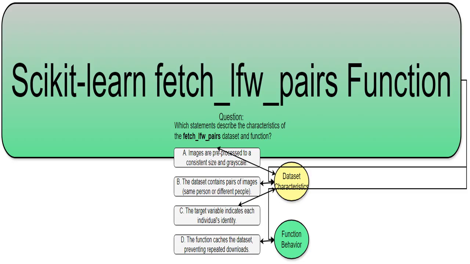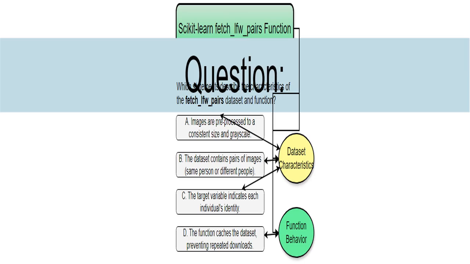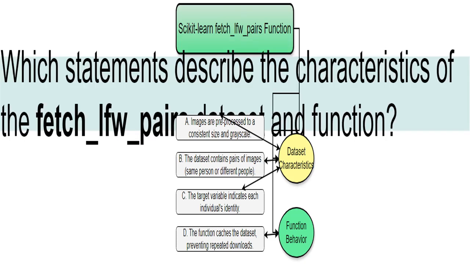I'm discussing the fetch_LFW_pairs function from the Sklearn library. This function is a tool to download and use a specific dataset of facial images. We're trying to figure out which statements correctly describe this fetch_LFW_pairs dataset and its behavior. Think of it as a multiple-choice quiz about the data. Here are some statements about the dataset. We'll determine which ones are true.